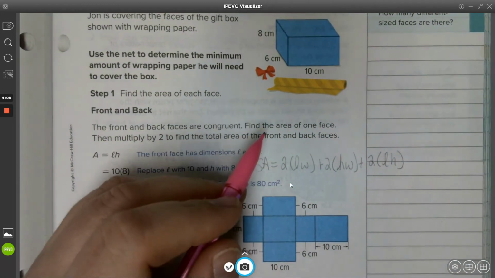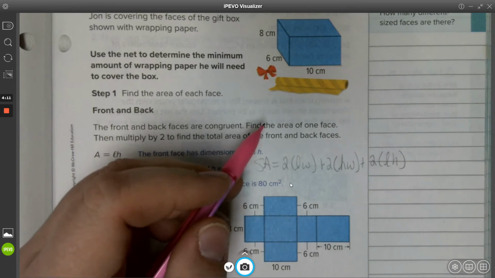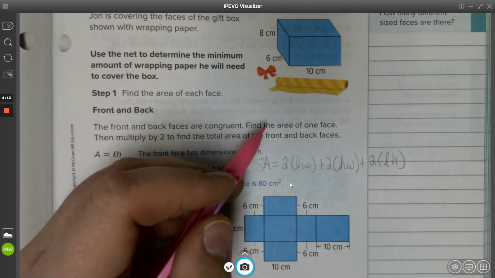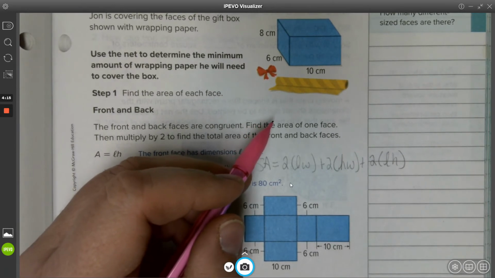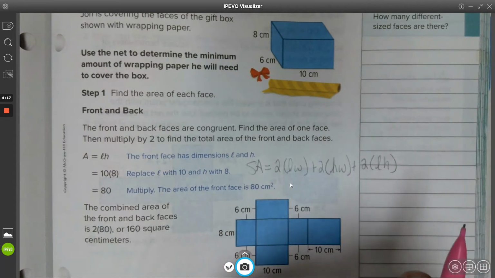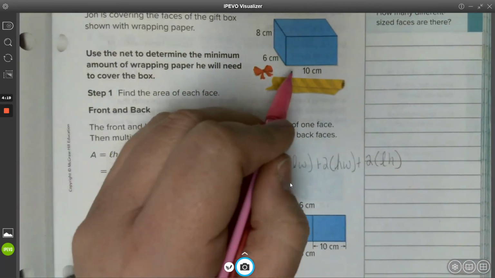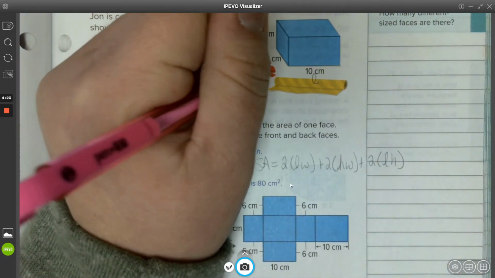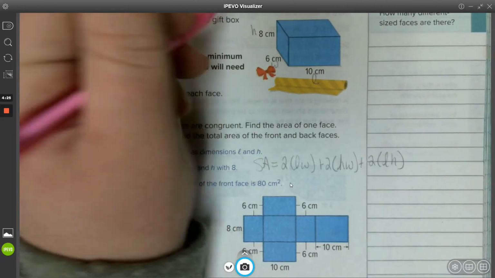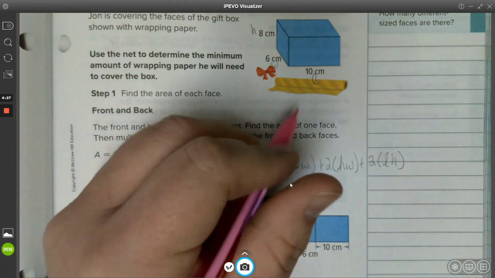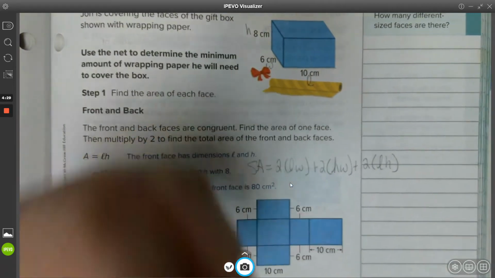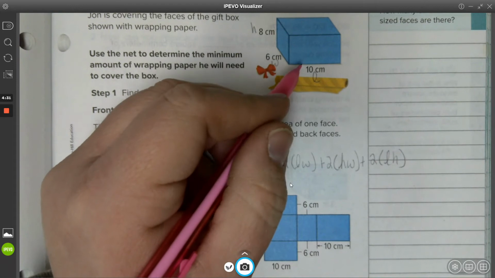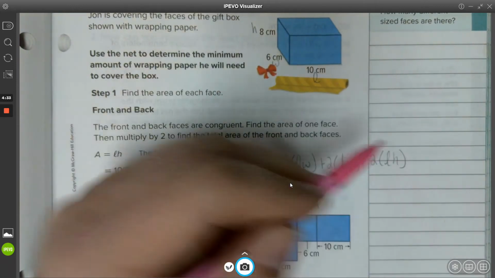Okay, so it doesn't really matter what order you put your numbers in, as long as you use each of the numbers the same amount of times. So maybe we say the 10 here is our length, the 6 here is our width, and the 8 here is our height. So what we're going to do now is plug it in. I'm going to use the space over here.